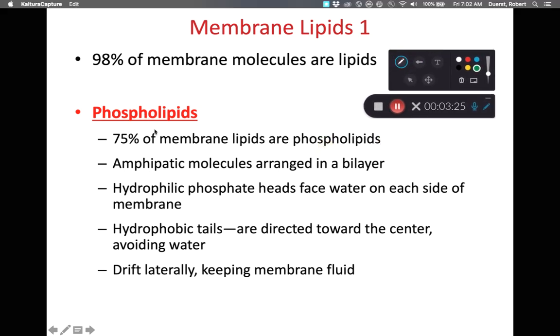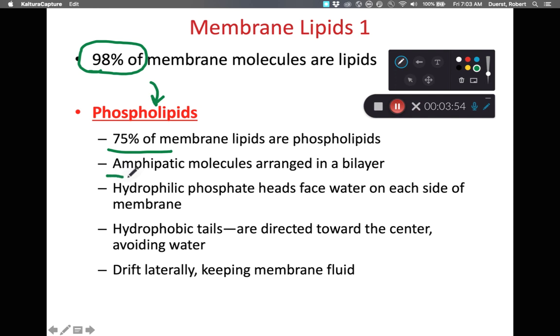As we're looking at our plasma membrane, or cell membrane, overwhelmingly 98% of that cell membrane is going to be made up of lipids. The lipids that are most common are the phospholipids. We talked about phospholipids when we covered the chapter 2 content. A phospholipid has an amine and phosphate head, a glycerol body, and then two fatty acid tails. Most of our plasma membrane is phospholipid.